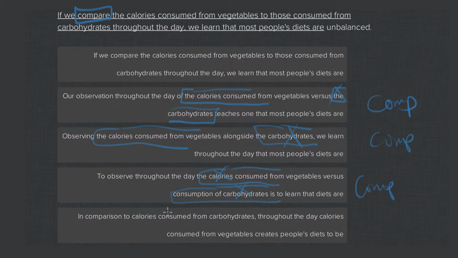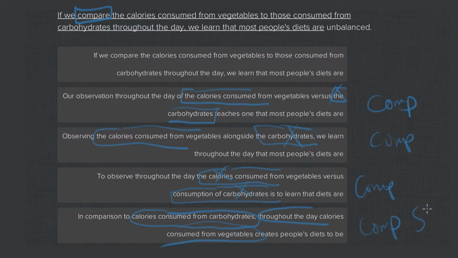In comparison to calories consumed from carbohydrates throughout the day. Right? Calories consumed from carbohydrates throughout the day, calories consumed from vegetables. This has all kinds of challenges. The technical comparison is this: throughout the day, we're comparing calories consumed from carbohydrates to throughout the day calories consumed from vegetables. So you could call that a comparison error.